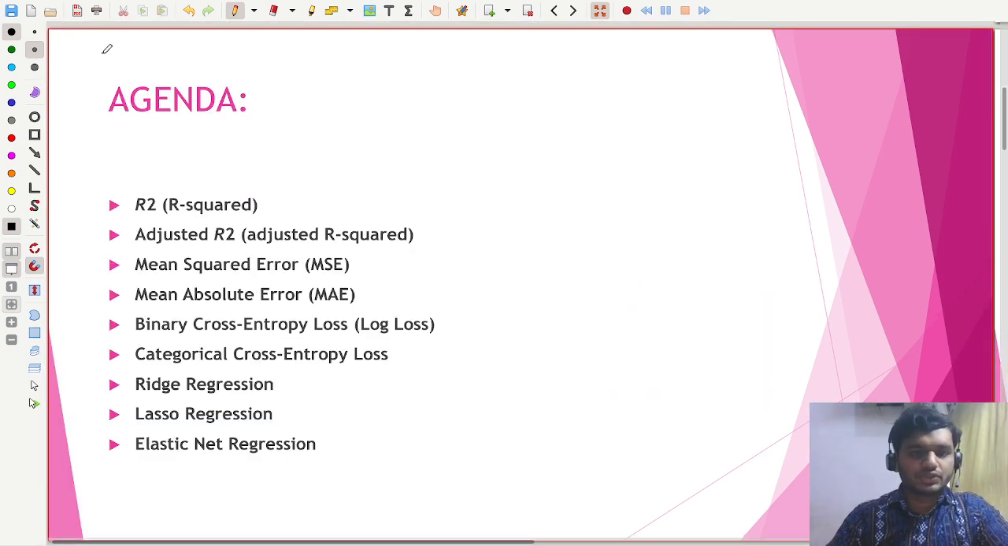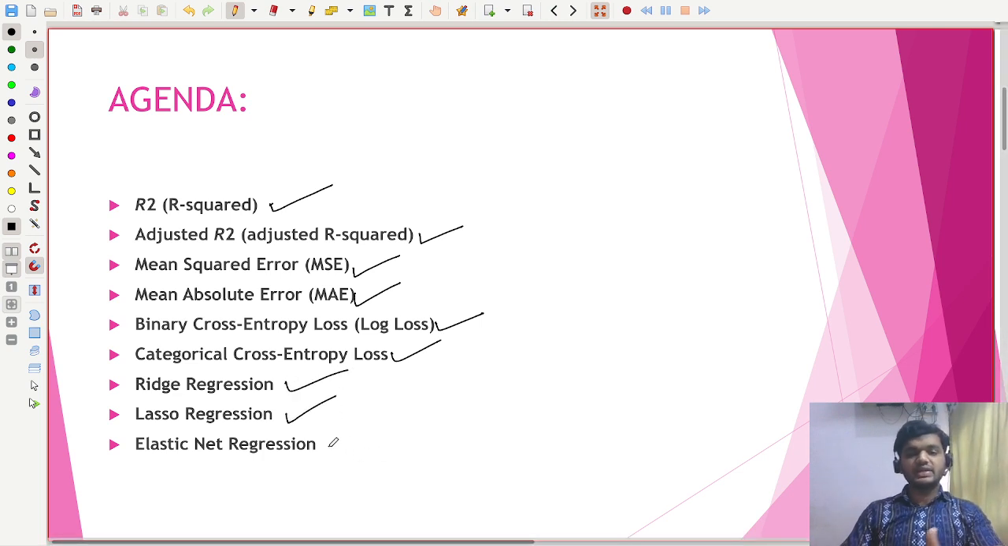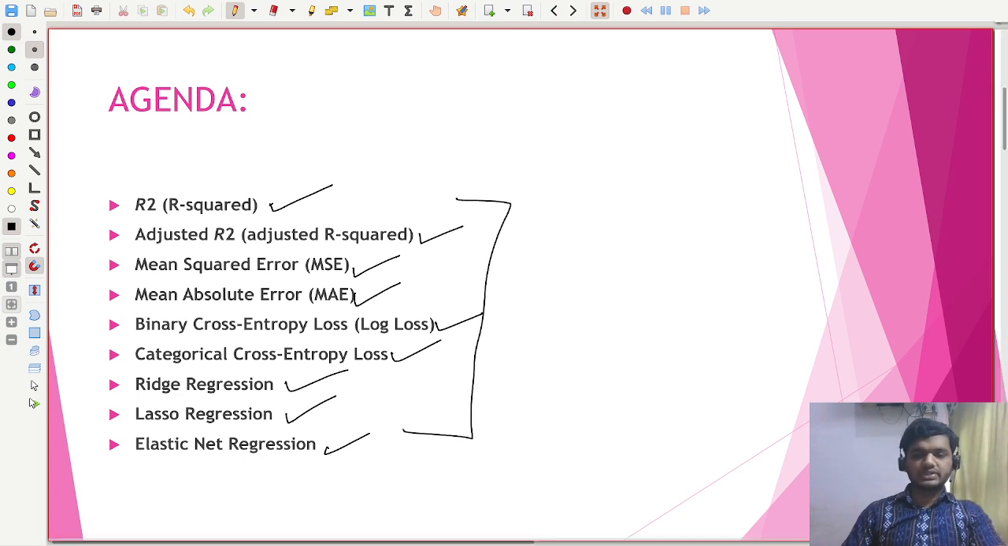In today's agenda, we first discuss R square, then adjusted R square, then mean square error, then mean absolute error, then binary cross entropy, that is log-loss, categorical cross entropy, then ridge regression, lasso regression, and elastic net regression. That is the agenda of today's class.